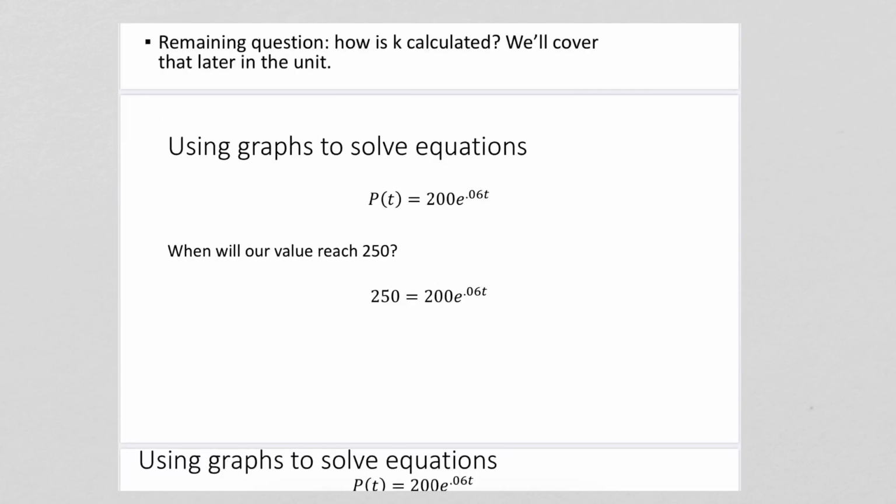So let's say we have an exponential function like this, 200e to the 0.06t, and rather than plugging in t values, we actually want to know when we reach a certain output. So I can plug in an input and I'll get an output, but what if I want to know the input that goes with a certain output? So there's going to be an algebraic way to solve this that we'll cover next quarter, but we can actually do this quite easily graphically, and I'm going to show you how.